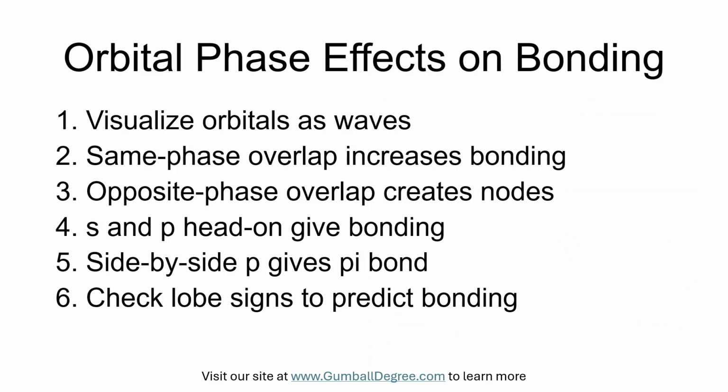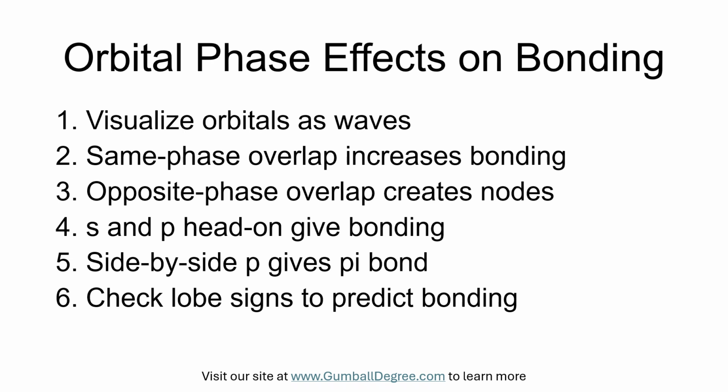Think of orbitals like waves on a pond, where the top of a wave is one phase and the bottom is the opposite phase. When two waves meet with their tops together, they add up and make a bigger wave between the two atoms, which is where bonding electrons like to sit. And when a top meets a bottom, they cancel and leave a node with no electron density. So bonding is not favored.